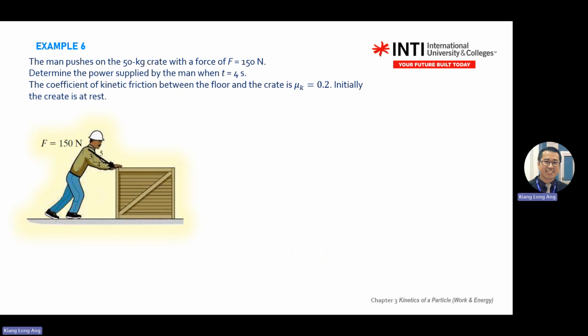You are given mu k 0.2. So write friction equal to mu k n. Okay, so this is 1 mark. This one, 1, 2, 3, 4. Maybe here already 4 marks for your diagram.